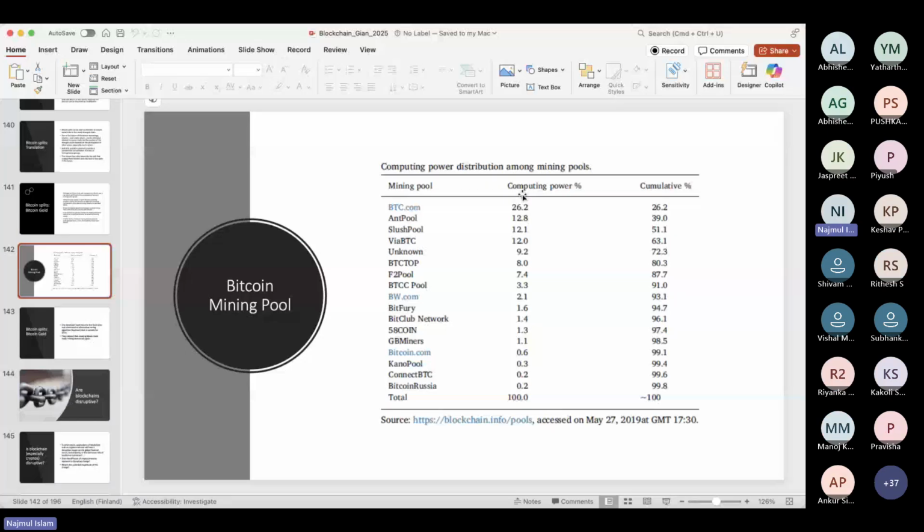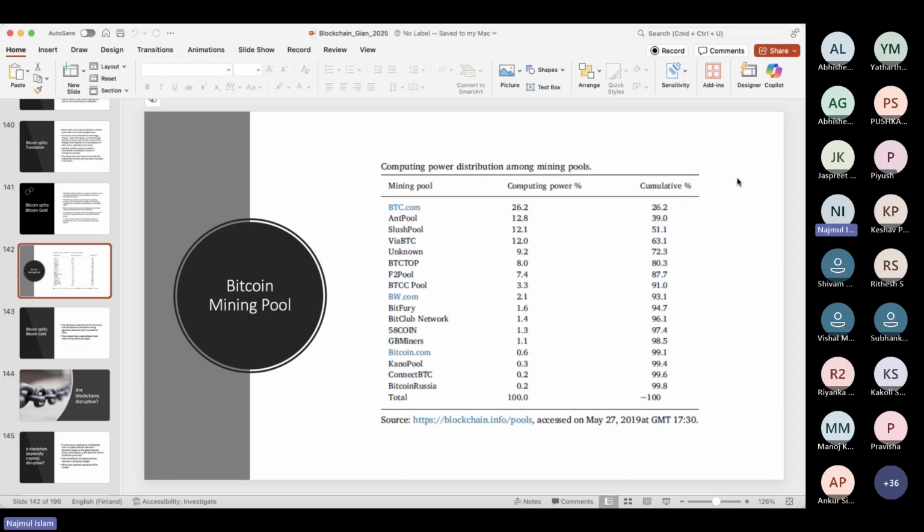So, the thing that you see on my screen now is the computing power distribution among mining pools. What happens currently in the Bitcoin ecosystem is that if you are an individual miner, you cannot really mine because competition is just too much. You cannot really gain so much computational power to mine.